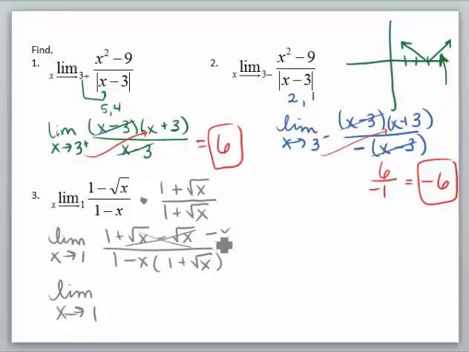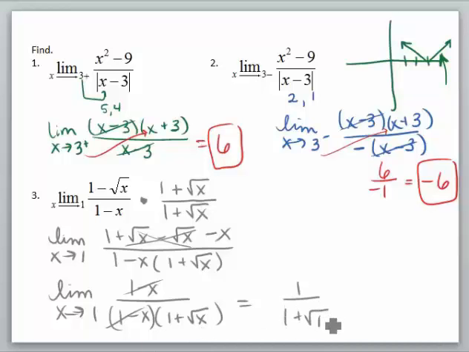So on the top I have 1 minus x. On the bottom I have 1 minus x times 1 plus square root of x. Hopefully now you can see I do want to just go ahead and cancel, and that's one of the reasons I didn't multiply out the bottom. Now I can use direct substitution and plug 1 in. So I have 1 plus the square root of 1, and that gives me 1/2 as my solution.